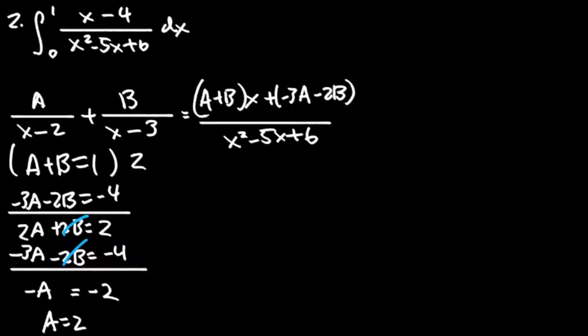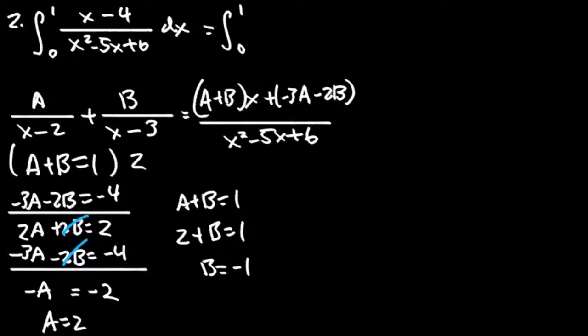So what does b equal? Let's see. a plus b equals 1. So if a equals -2, then b equals 3. Wait, no, that's +2, sorry. So, sorry, 2 plus b equals 1, so b equals -1. All right, cool. So this is the integral from 0 to 1 of, okay, a is 2, so we got 2 over x minus 2 minus 1 over x minus 3 dx.